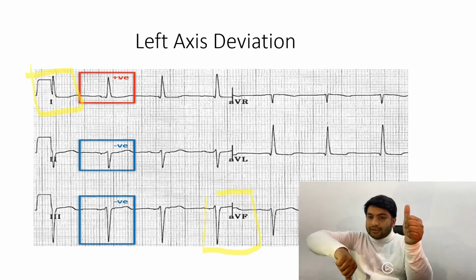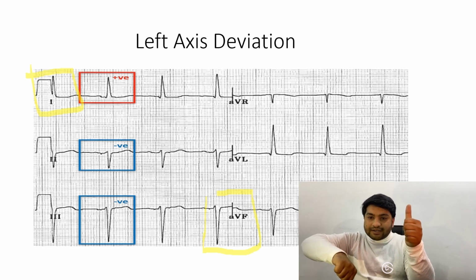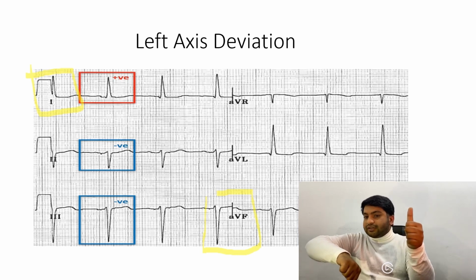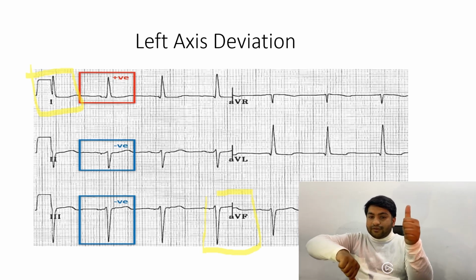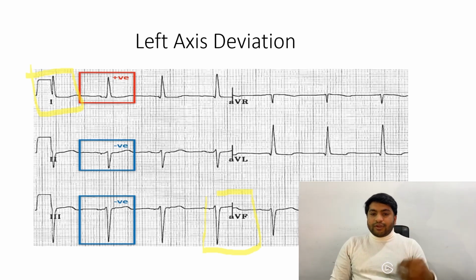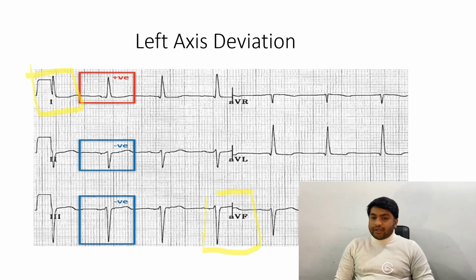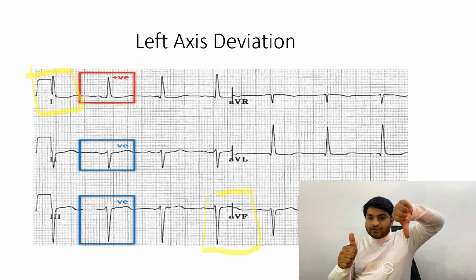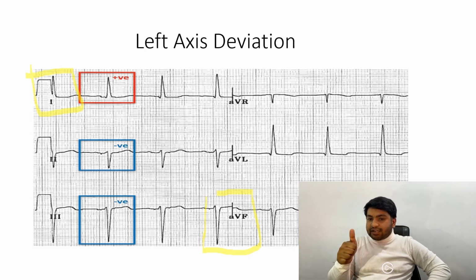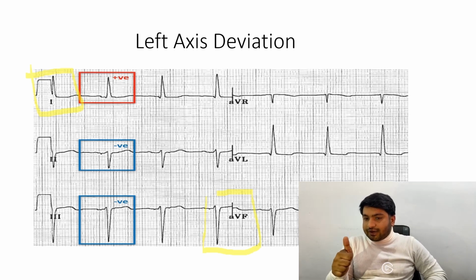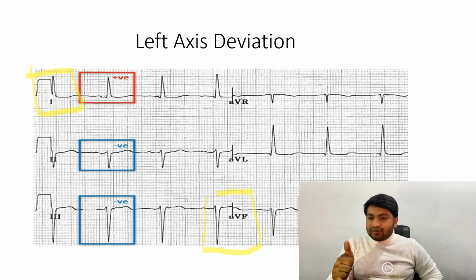Whichever thumb is up, we call it axis deviation towards that side. Since my left thumb is up, it's left axis deviation in the case when lead 1 is pointing upwards and lead AVF is pointing downwards. So just reverse the roles. We have AVF pointing upwards and our lead 1 pointing downwards. Since we have upward deflection in lead AVF, or our right thumb, we will call it right axis deviation.